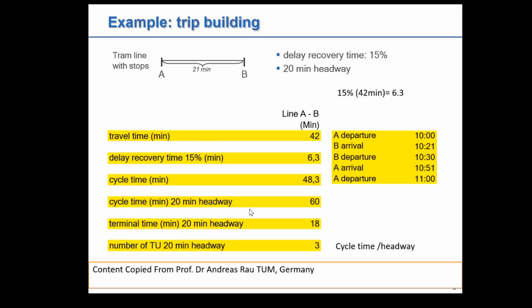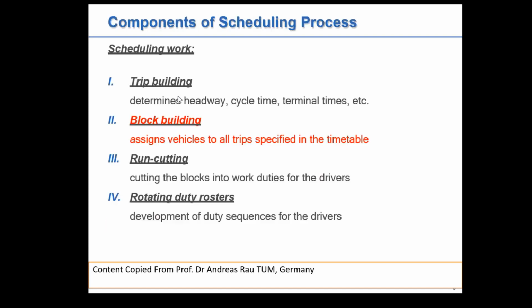So 60 by 20, we have 3 minutes. That means that when the train or tram or transit departs from A, it arrives at B at 10:21, exactly after 21 minutes. When it departs from B, it arrives at A at 10:51. So this is a very typical, idealistic time that it will reach within 21 minutes. So delay might occur.